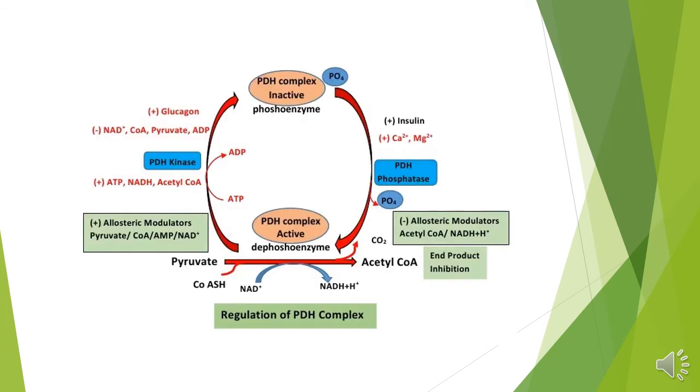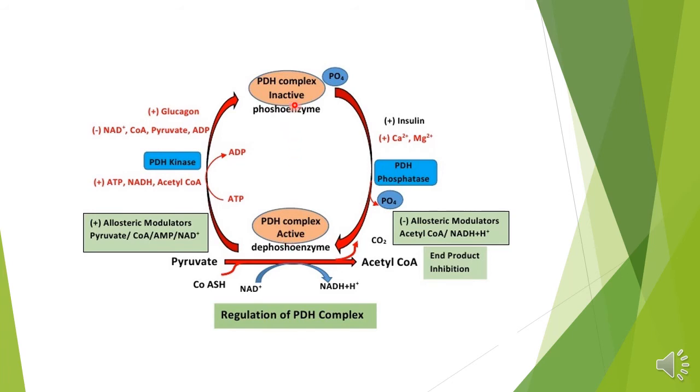Well, so far we have understood how the regulation of PDH complex is taking place. Let's explain it with this diagram. You will see this PDH, which is a multi-enzyme complex. This PDH is responsible for the conversion of pyruvate to acetyl coenzyme A, and the end product is NADH plus H positive, which is a reduced NADH.